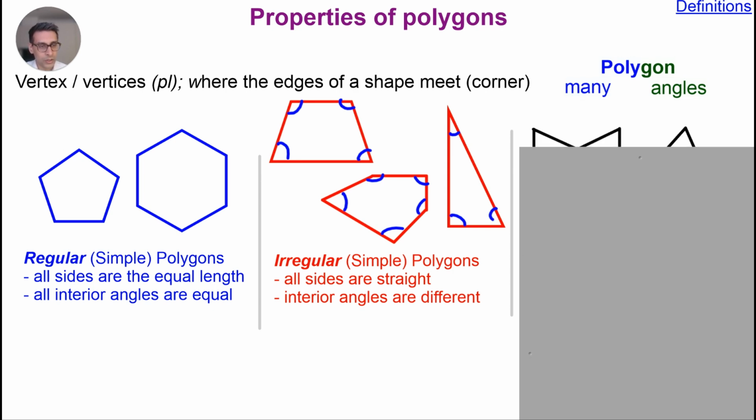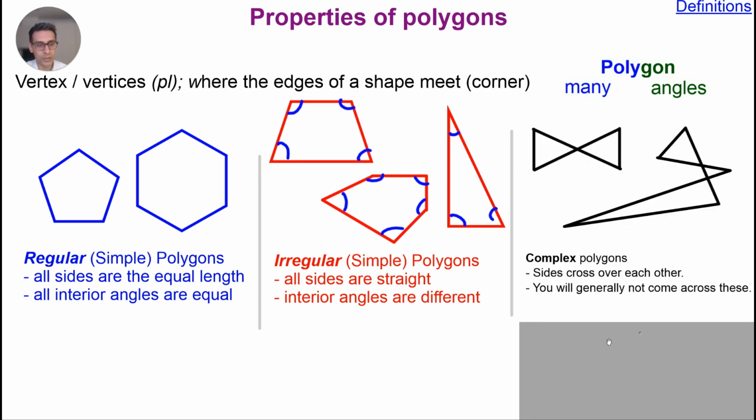The other type of polygons you can get is complex ones where the sides cross over each other. This is not something that you will come across even at GCSE, even at A-level. It's just, you should know that, yeah, you can draw shapes like this, but generally speaking, they're not very useful for questions. So you will absolutely not get questions to do with complex polygons. You're only going to get regular and irregular polygons.